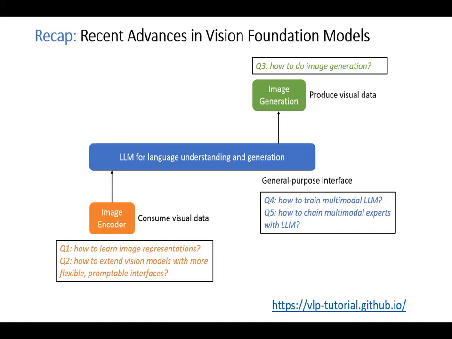We then covered image generation that produces visual data, with a focus on alignment. And finally, we made connections to large language models to build a general-purpose interface from two perspectives: one to train large multimodal models, and the other to train multimodal experts with large language models to enable multimodal agents.